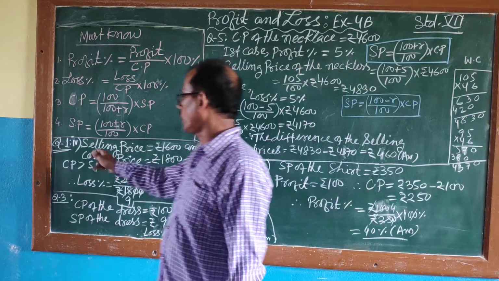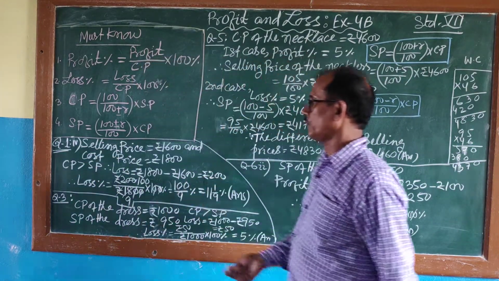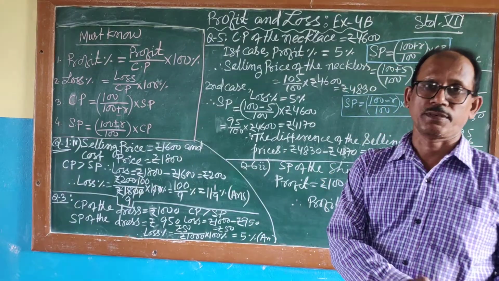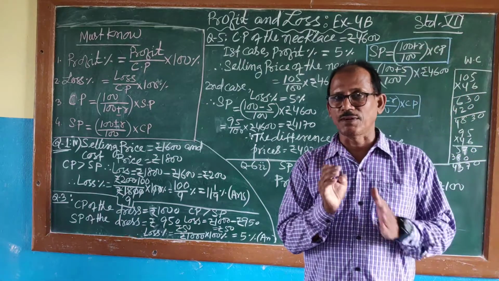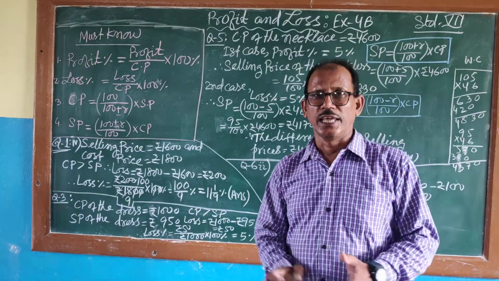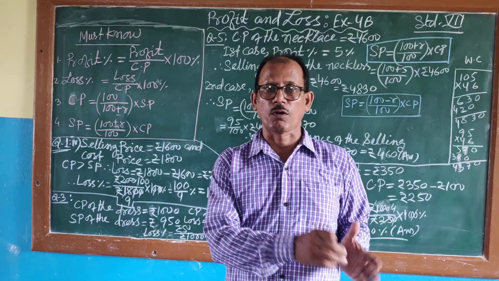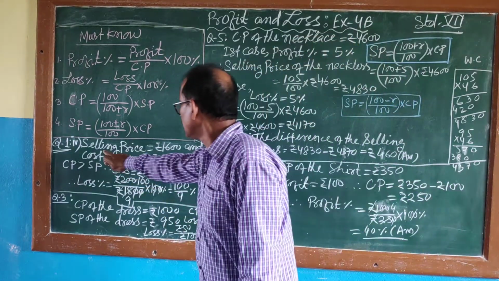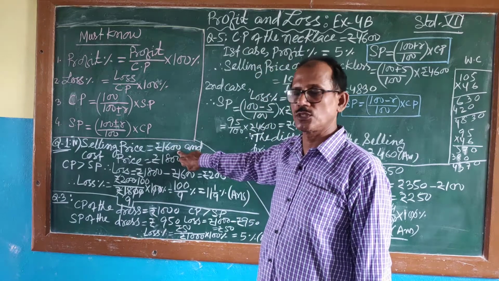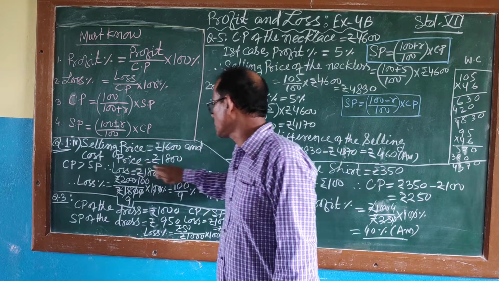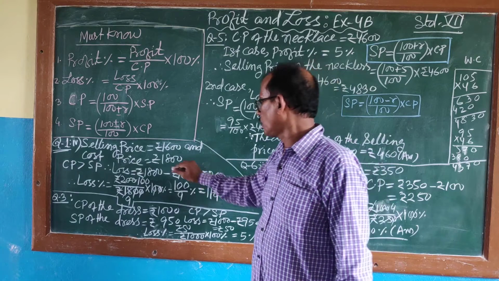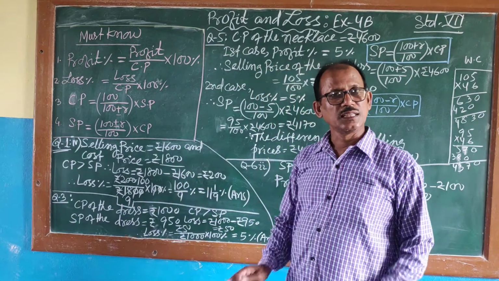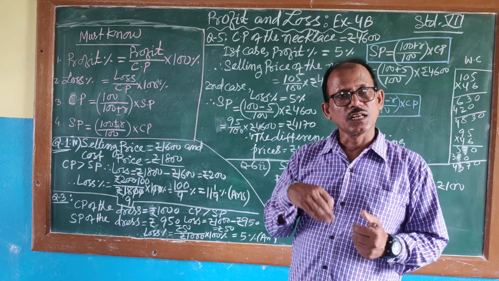I have taken question number 1, where selling price and cost price are given to you, and you need to find out the profit or loss percentage. See, children, by this time you have got the concept. If selling price is more, then it will be profit. If cost price is more, then it will be loss, isn't it? Here you see, selling price is 1,600 and cost price is 1,800. 1,800 is definitely more than 1,600. Therefore, here there is a loss.